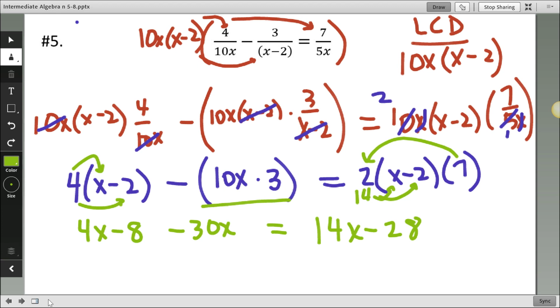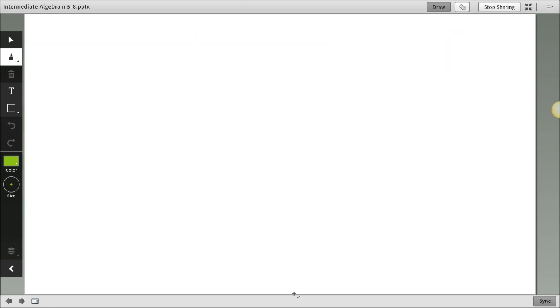So I'm going to go over to my next screen so I have more room. And I could have probably done my next step on there, but let's not get too much stuff on one page. That's a 3.